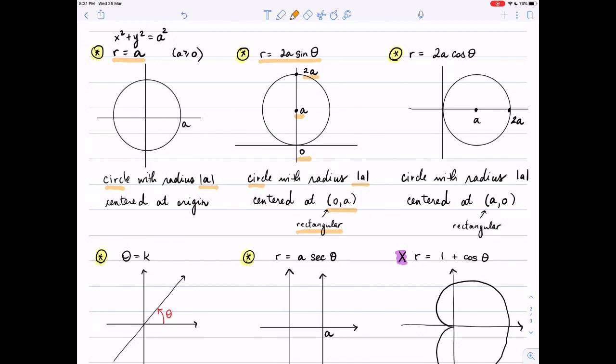Next is the curve r is equal to 2a cos theta. Very similar. It's a circle, radius absolute value of a, but this time it's centered on the x-axis. It's centered at (a, 0), and so you get the same idea, but along the x-axis. So here you have a, here you have 2a, and then the radius of that circle. That value is a, but that radius is the same anywhere.